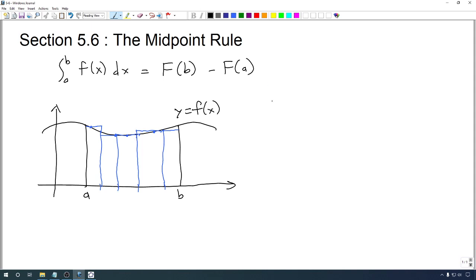But to make it easier on ourselves, we're going to use equal width rectangles. That's our first idea. And the second idea is that we're going to always pick the point right in the middle of our intervals. So instead of picking the point on the right-hand side here, I would have picked a point more in the middle. Same on all of them. So let's pick the midpoints. That's why we call it the midpoint rule.